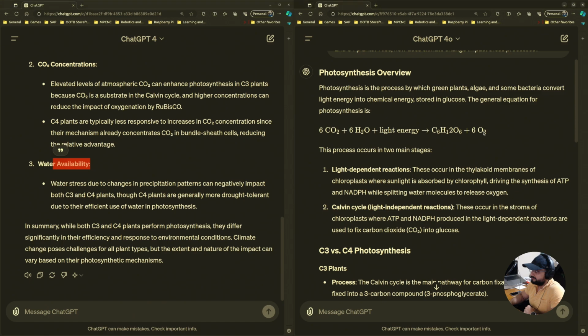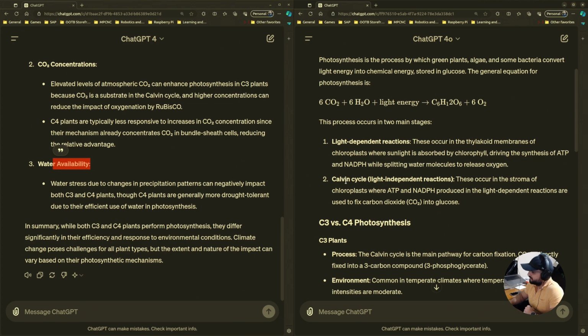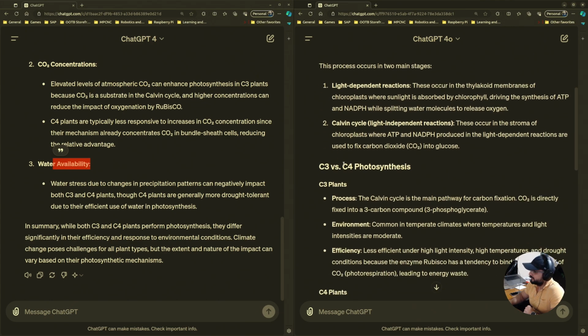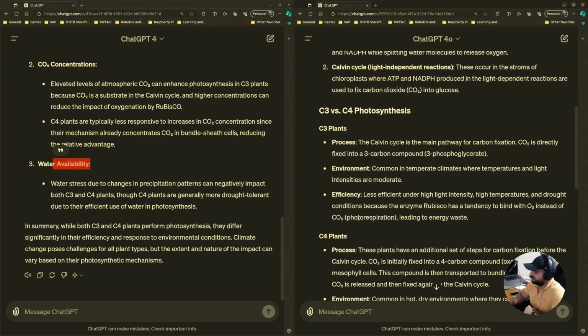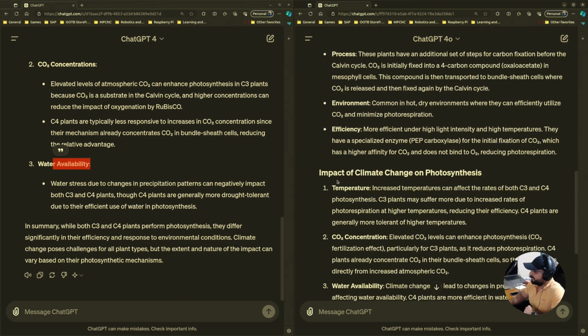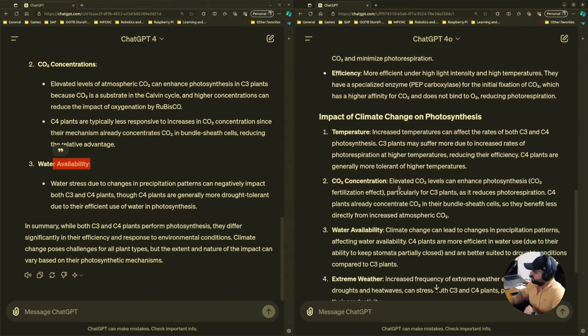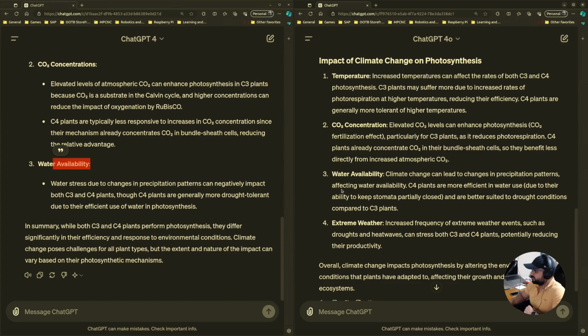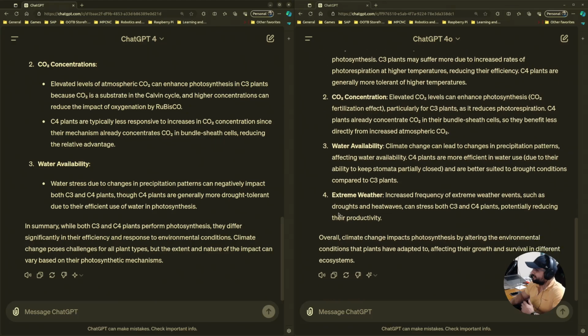It gave us the equation. That's nice. That's really nice. And it also gave us similar responses as the previous one, gave us some differences between C3 and C4 very clearly. And also the impact of climate change on photosynthesis, very good. So it gave us more factors over here. But I think both the responses are pretty close to each other, except for GPT-4o giving us the equation on top of it, right? So I would say they both compare almost equally in this scenario.